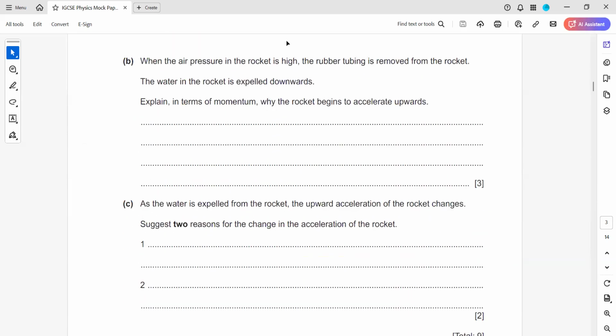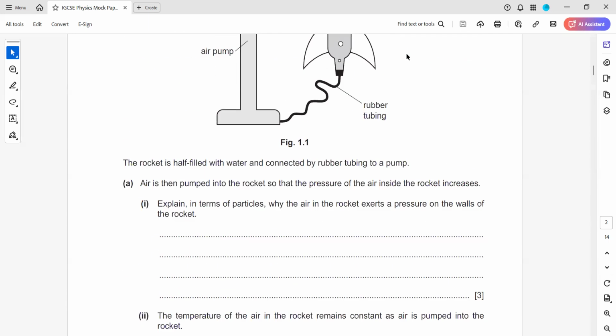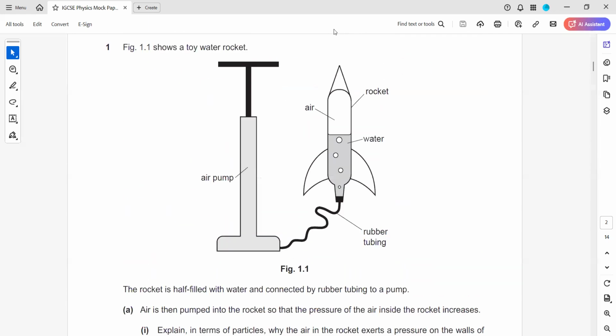Next, in part B, the air pressure in the rocket is high. The rubber tubing is removed from the rocket. The water in the rocket is expelled downward. In terms of momentum, explain why the rocket begins to accelerate. So what we did here, look, once we pump the air, we remove this rubber tubing. There's a greater pressure from the air. As a result, it pushes the water outward. So water will go out, and what we observe is the rocket going upward.